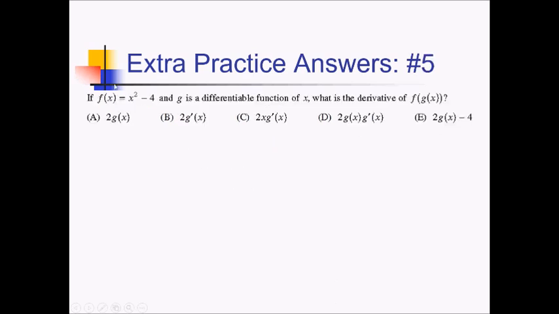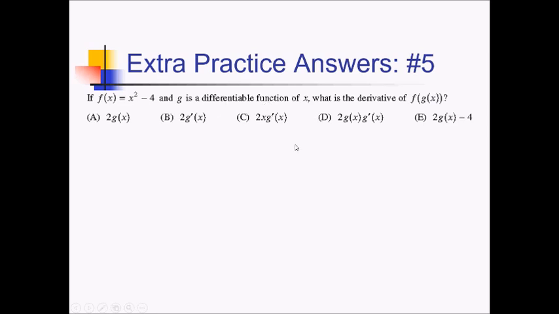For this problem, we're told f of x is x squared minus 4, and g is some differentiable function. We want the derivative of f of g of x. Now, since we don't know what g actually does, your answer choice will probably have a g or a g prime in it, and you see all sorts of possibilities here. We do have a value of x, though. Well, actually, no, we don't even have that. It's f of g of x. So yeah, your answer choice should also have some x's in it.